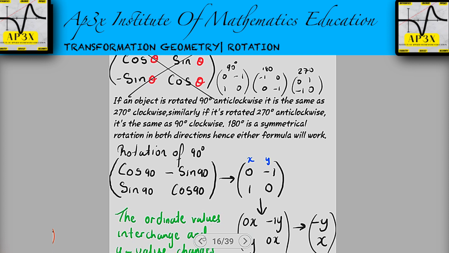I'm going to show you a cheeky little way that you can remember the matrix without having to remember a formula.